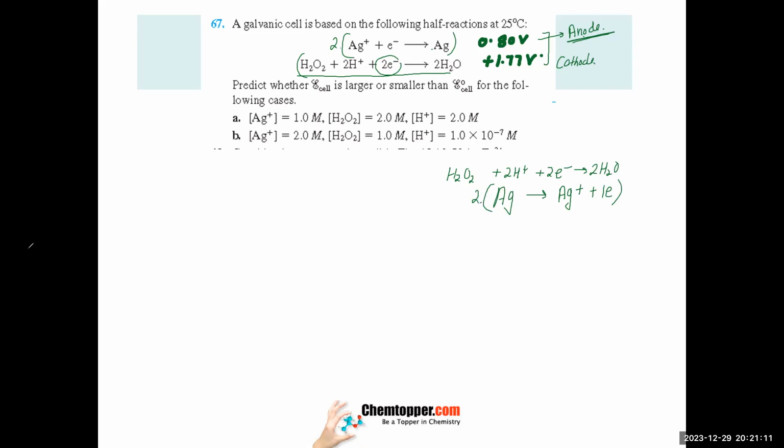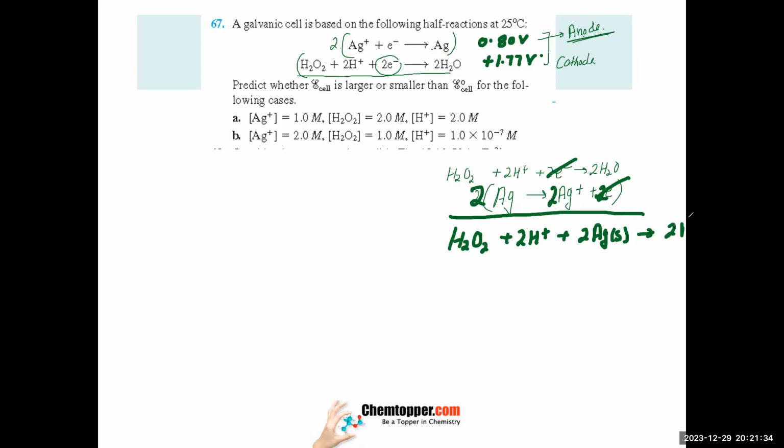So it becomes, now this is 2, this is 2, this is 2. Now add the reaction. 2 electrons cancelled. Now the equation is H2O2 plus 2H plus 2 silver solid, giving you 2Ag plus 2H2O liquid. That's the equation. You must be thinking why she is writing the equation. Because they want me to compare E cell with E naught cell.